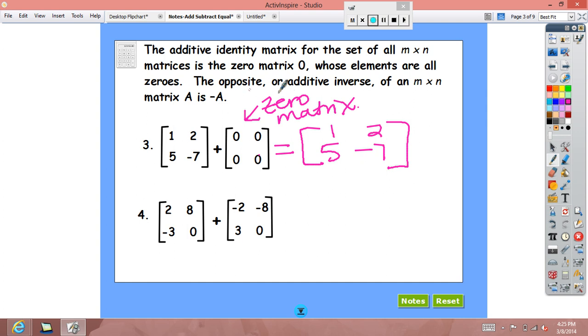Alright, then they talk about the opposite up here, or the additive inverse of an m by n matrix. A is negative A. If you look at number 4 here, I have 2, 8, negative 2, negative 8, 3, 0, negative 3, 0, 0, 3, 0. And so same thing as regular addition. Hopefully you're noticing what's going to happen here. 2 plus negative 2, 0. 8 plus negative 8, 0. Negative 3 plus 3, 0. 0 plus 0, 0. So when I add on the inverse, I'll end up with a 0 matrix.